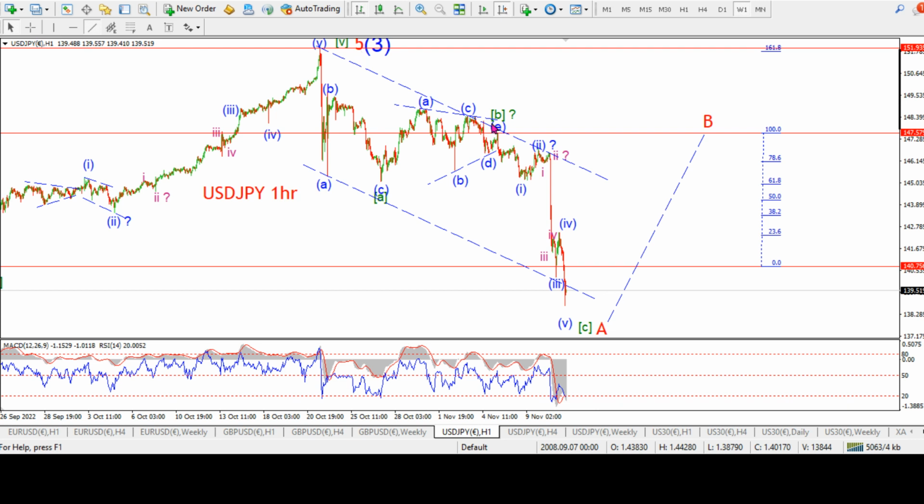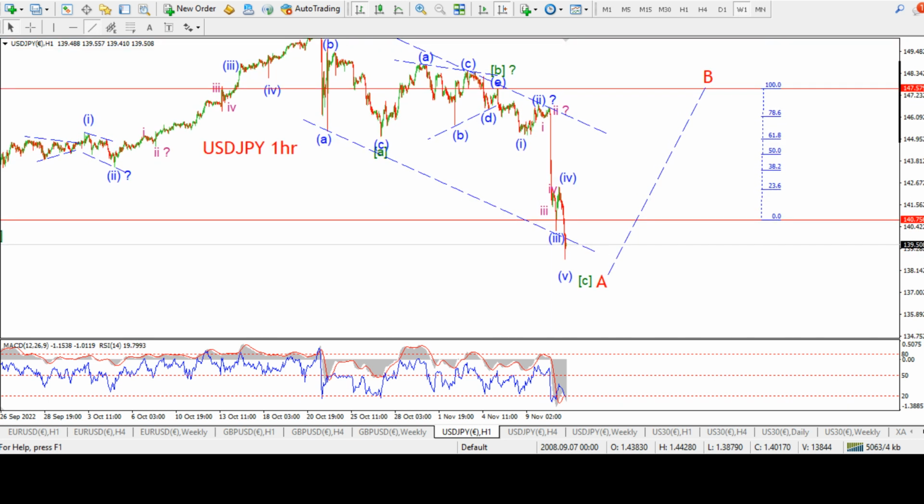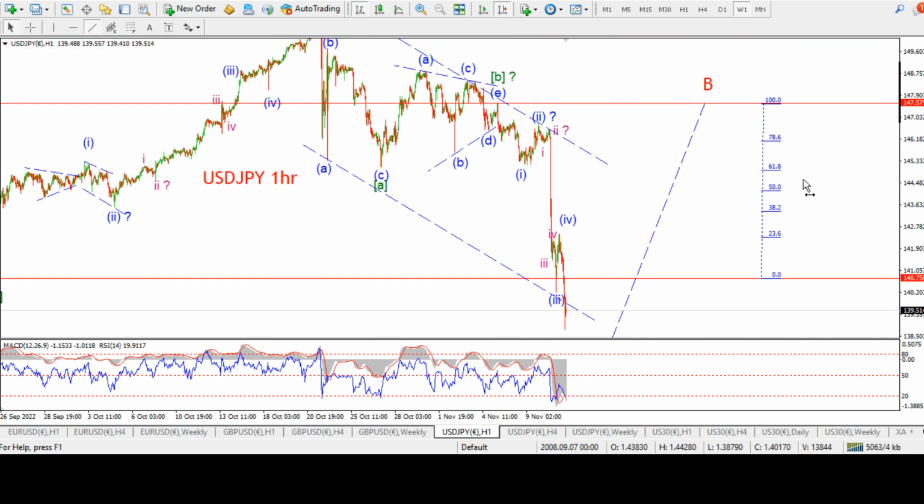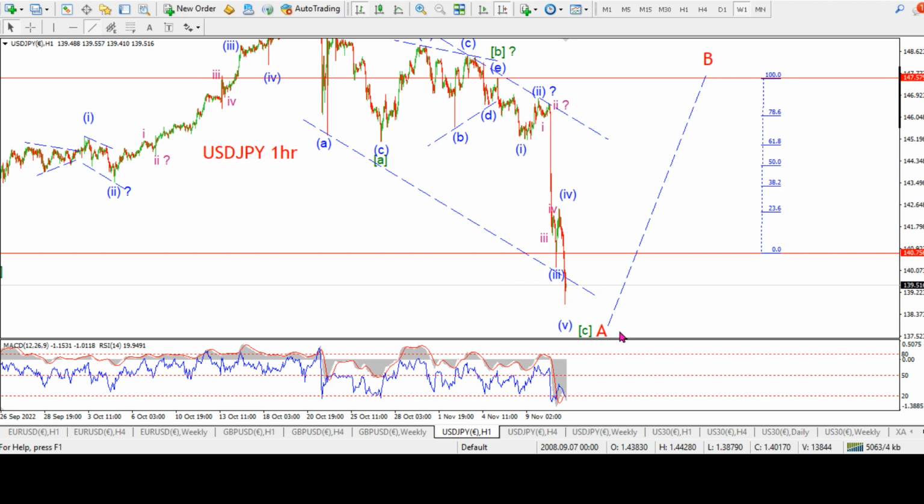So 3 waves down, we've filled the trend channel. Looks like we have 5 waves down, completing wave C. So I would suggest that we are close to a low to complete wave A pretty soon. And then next week I'll be looking higher in wave B. So we'll see how this goes over the next couple of days.